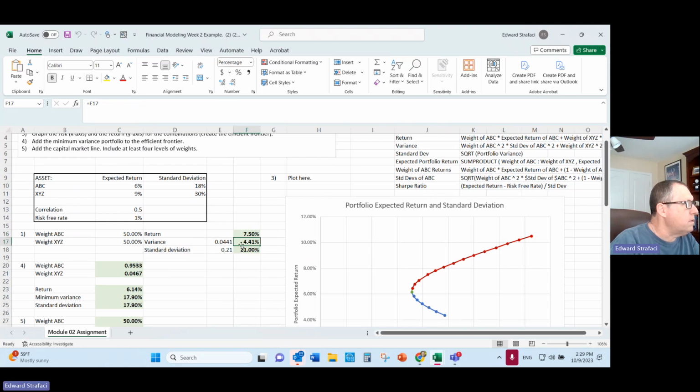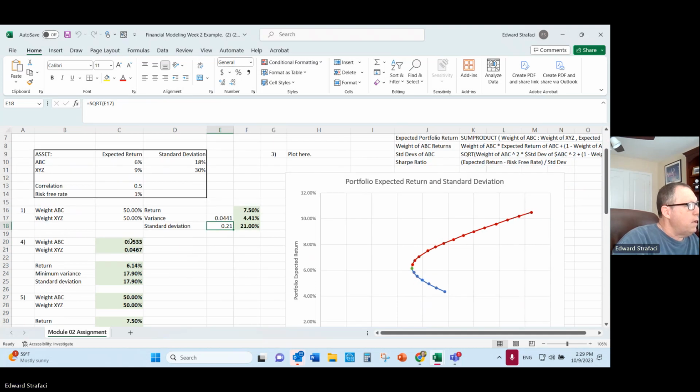Here's your variance. And variance is computed by doing that same covariance. That's the covariance formula. And the square root gives you the overall annualized standard deviation. That's per month, because those are monthly returns. That gives you the overall standard deviation. And those are the weights. H58.